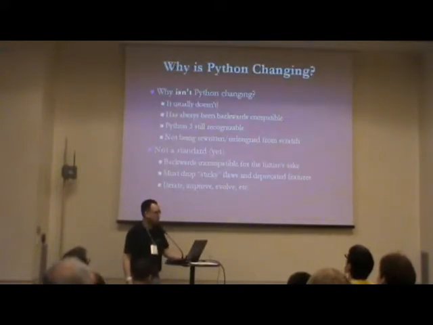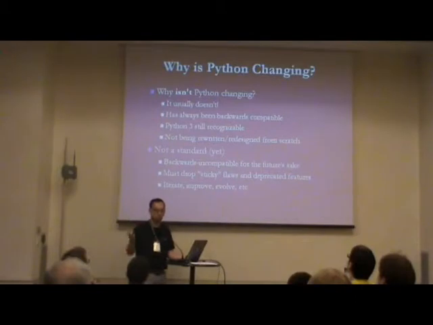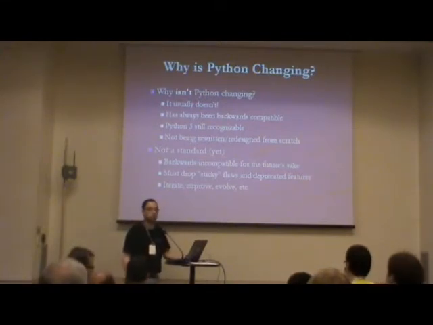So why is Python changing? Well, the first thing you should recognize is that Python isn't really changing. It's always been backwards compatible. Python 3 is still recognizable by you. If you know Python 2, and someone gives you Python 3 source code, you can pretty much still figure out what's going on. It's not being rewritten or redesigned from scratch. They're just removing a lot of old stuff and changing certain things that need to be changed.